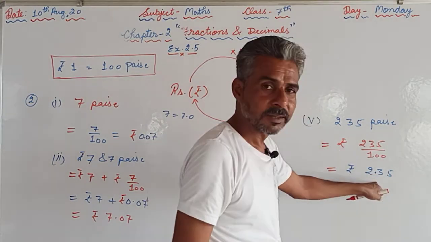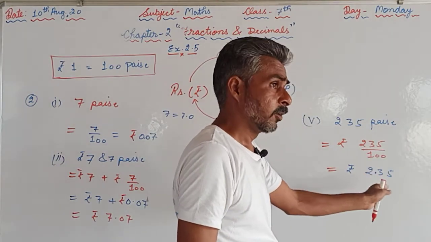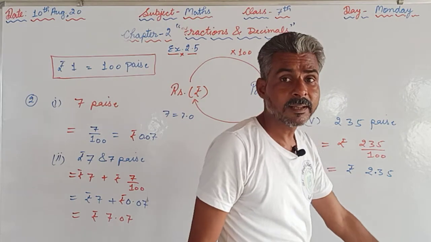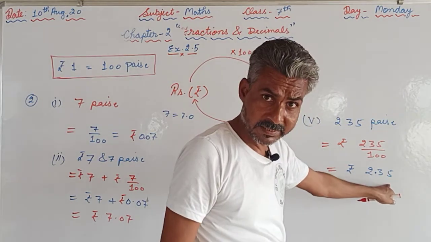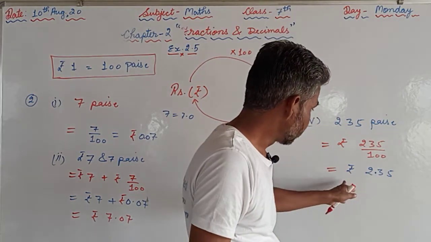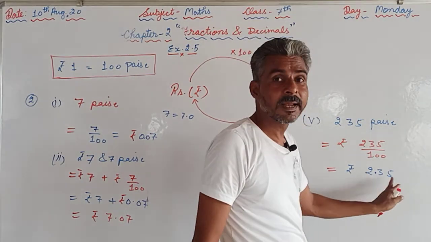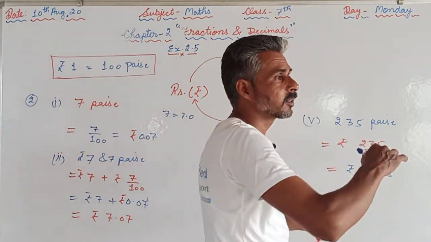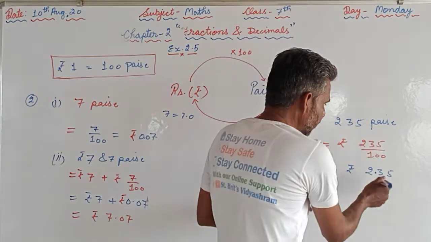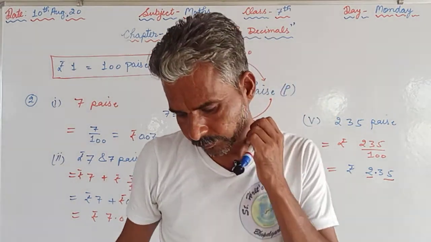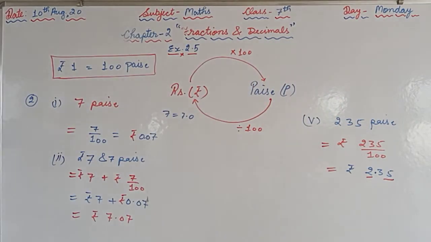So from here we can see that on the left-hand side of the decimal there are rupees, and on the right-hand side of the decimal there are paise. We can say now that this is 2.35 rupees, or we can say 2 rupees and 35 paise, because on the right-hand side of the decimal there is paise only. Here this is paise and this is the rupees. So now we will proceed to the next question, that is question number 3.